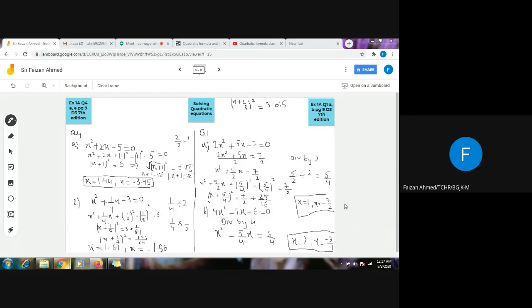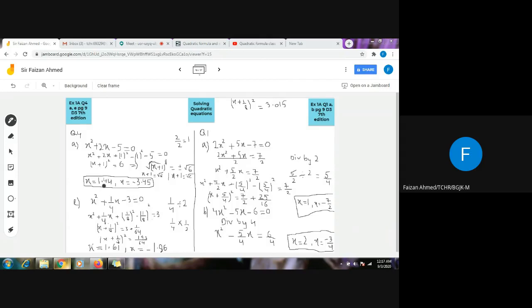So we'll be looking at both the methods, and we have done a lot of questions where the coefficient of x square is 1, but when the coefficient of x square is other than 1, this is the first type of question. So we'll be solving two questions in this video and see exactly what is the method of solving questions that have the coefficient of x square other than 1. So this is the reference.